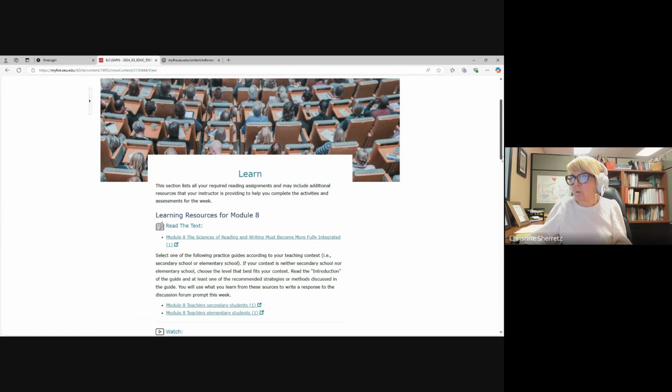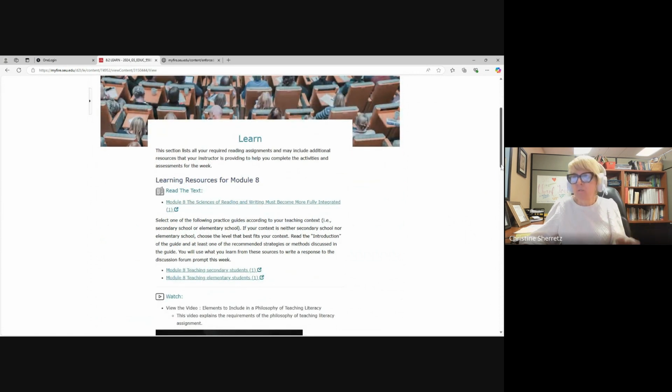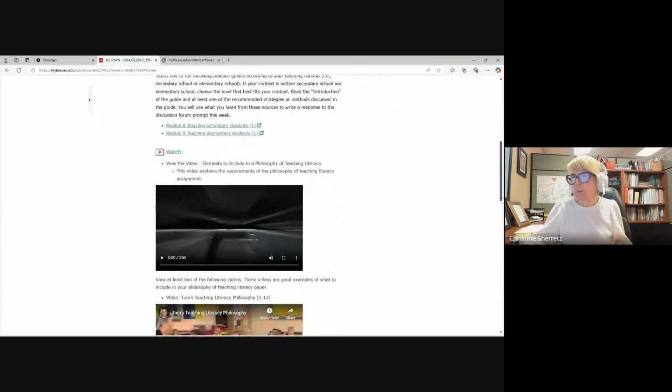Down below, there are two guides. One is for secondary students and one is for elementary. You do not need to read both of these guides all the way through, as there are over 90 pages. You do need to scan it and use this as a resource as you think about your paper, which is due this week, your Philosophy of Teaching Literacy paper. So those are the two things to read.